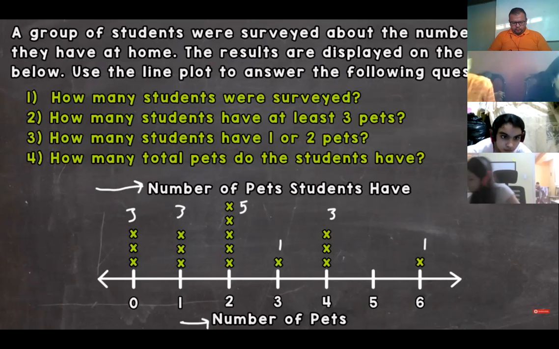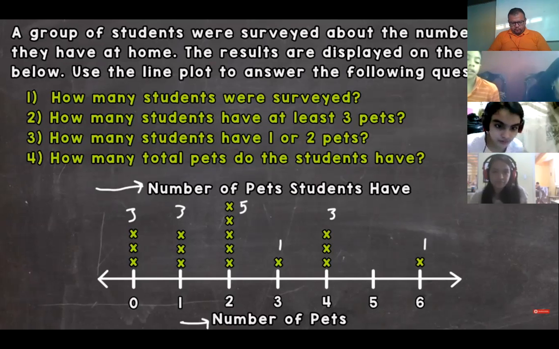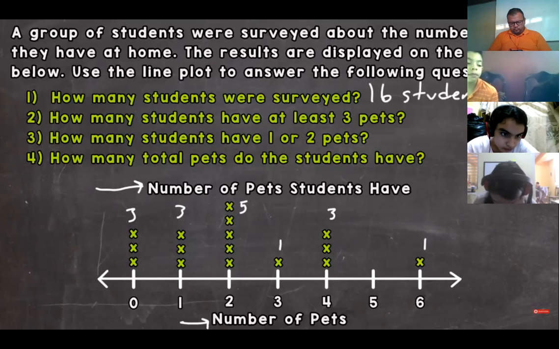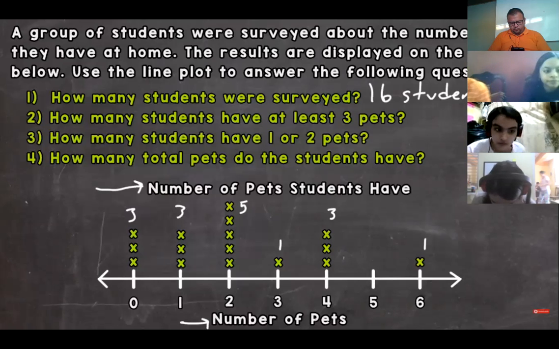So how many total students is that? Well, 3 plus 3 is 6, plus 5 is 11, plus 1 is 12, plus 3 is 15, plus 1 is 16. So how many students? Well, 16 students. We counted the total number of X's, and remember, each X represents a student that was part of that survey.